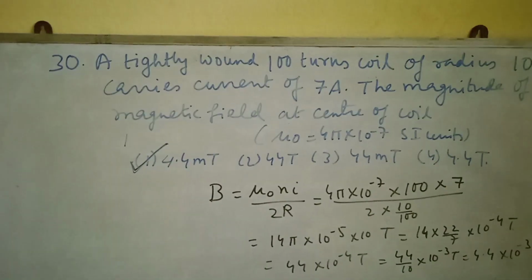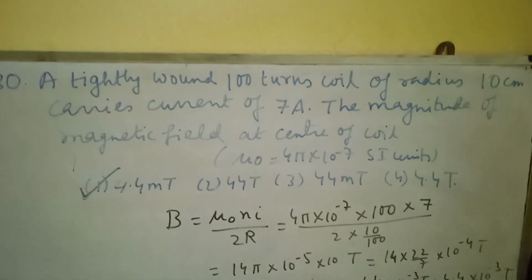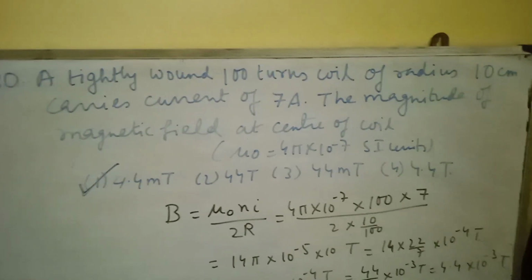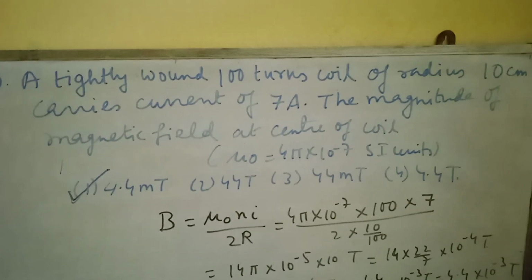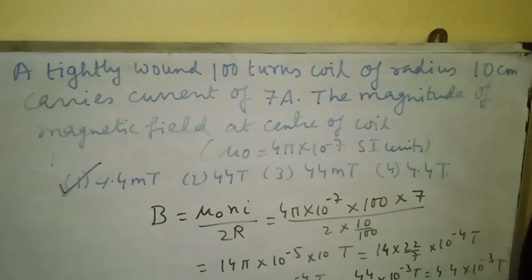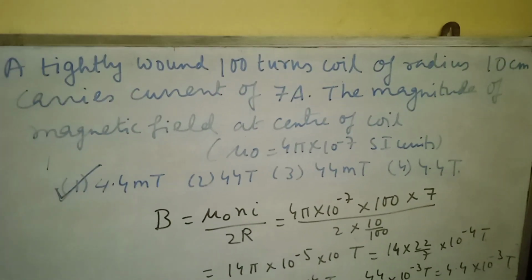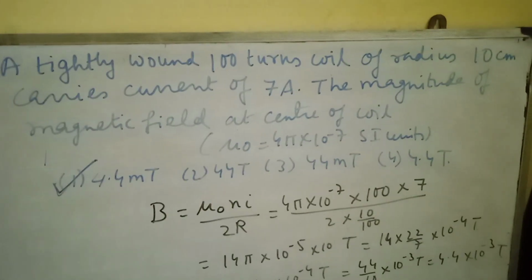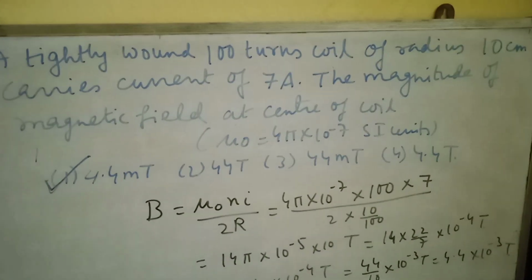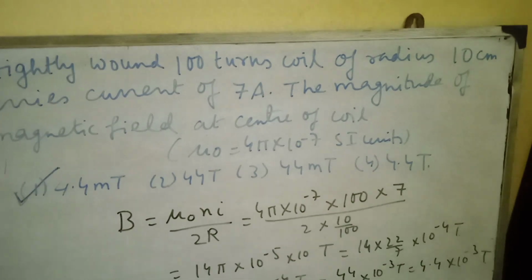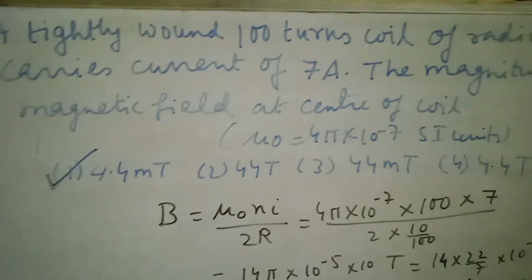Question number 30 says a tightly wound 100 turns coil of radius 10 cm carries a current of 7 amps. The magnitude of the magnetic field at the center of the coil, permeability mu naught given as 4 pi into 10 to the minus 7 SI units. The options are: number 1, 4.4 millitesla; number 2, 44 tesla; number 3, 44 millitesla; and number 4, 4.4 tesla. So B equals mu naught N I by 2 R.